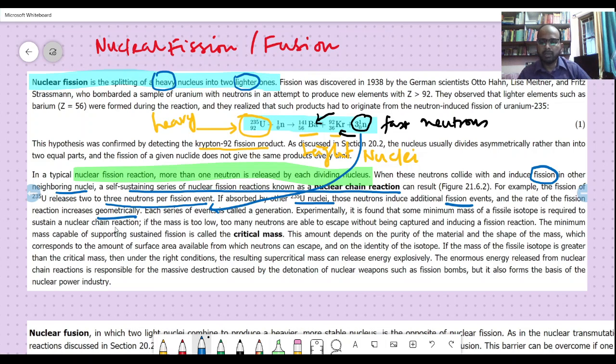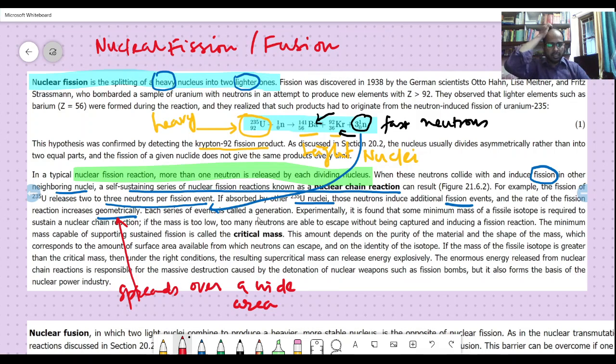What does it mean by geometrically? It means that it spreads over a wide area. So if not controlled, it results in a catastrophe, that is, a nuclear bomb. Each series is eventually called a generation. Experimentally, it is found that some minimum mass of fissile isotope, fissile being the adjective form of fission, is required to sustain a nuclear chain reaction.